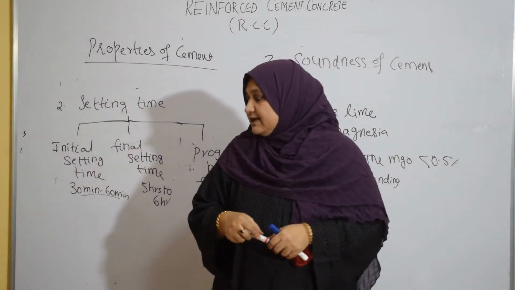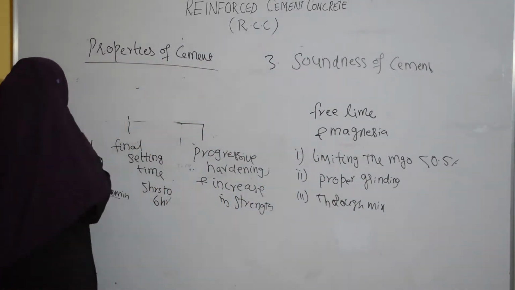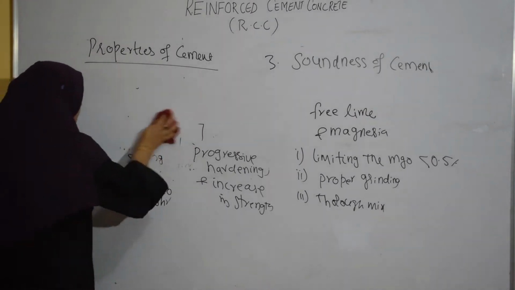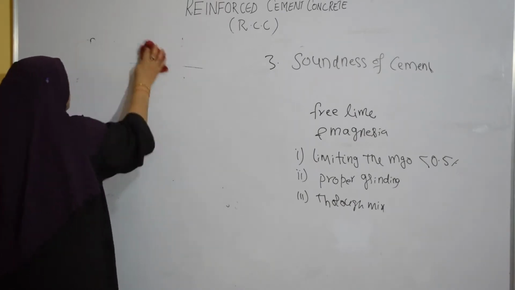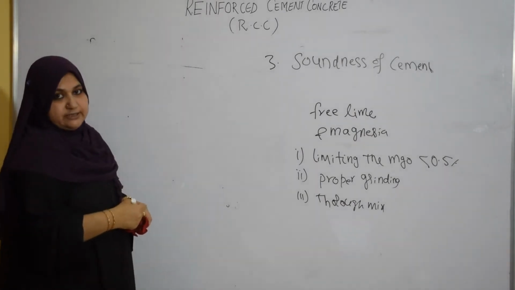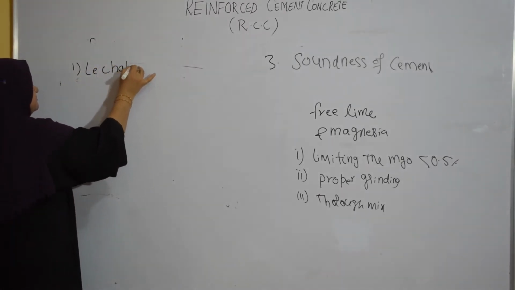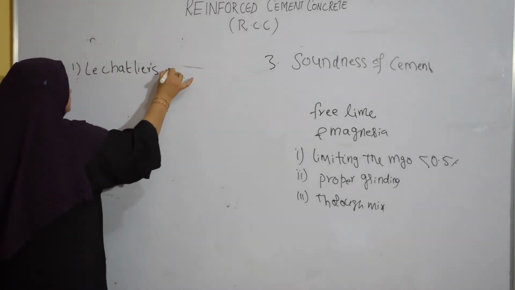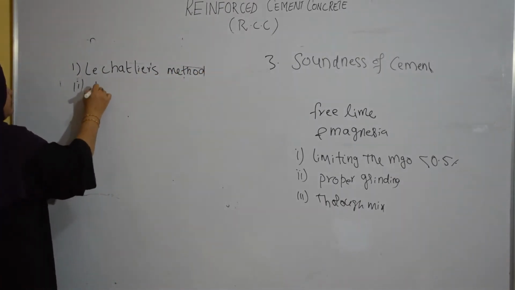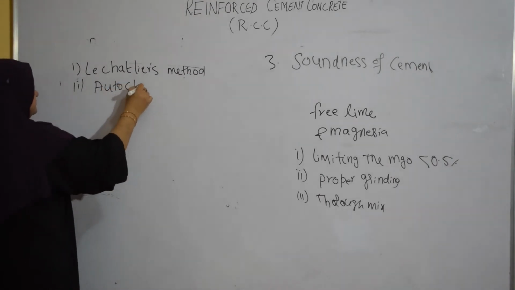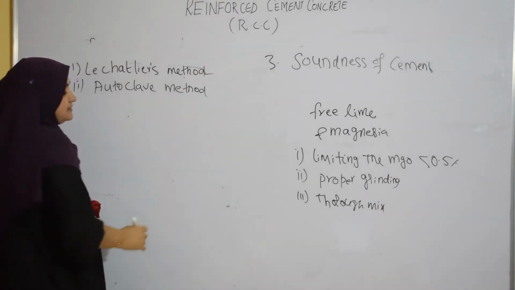Okay. Now coming to the lab, how are you going to perform the soundness test? So we have two methods to determine the soundness. The first is Le Chatelier's method, and another one is the autoclave method. Okay, I'll just give a brief description about the Le Chatelier's method.